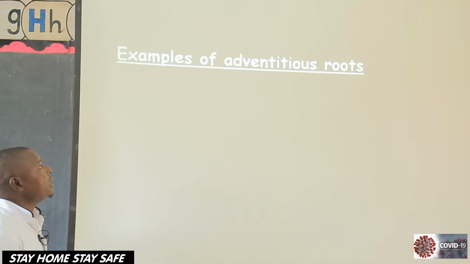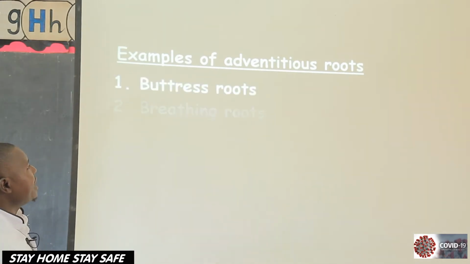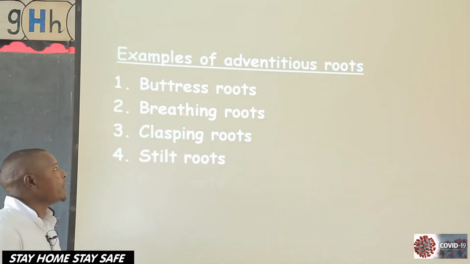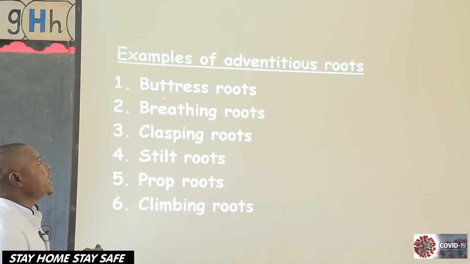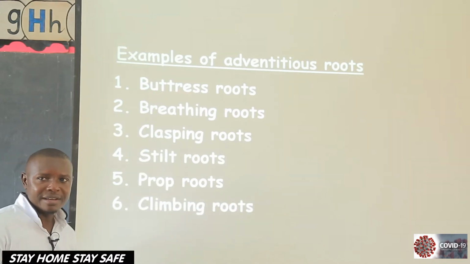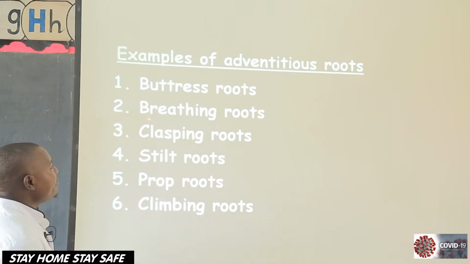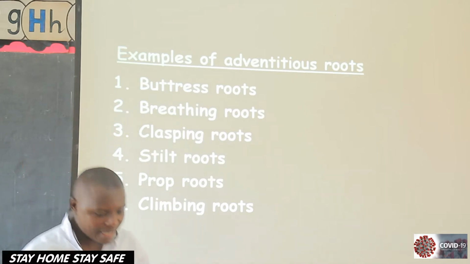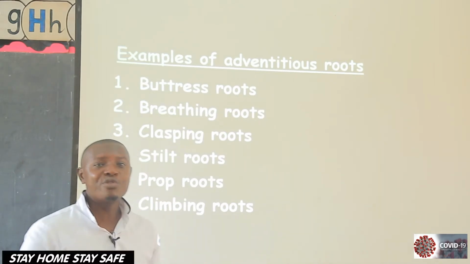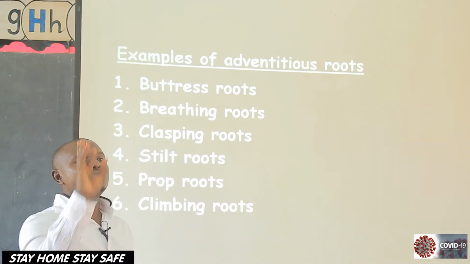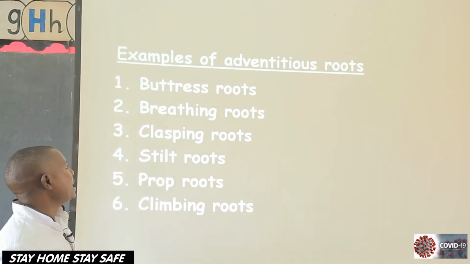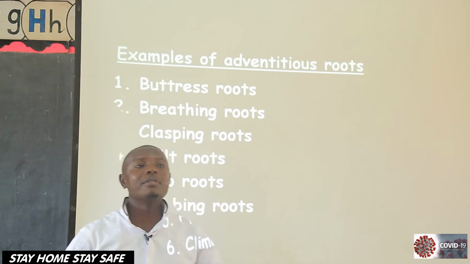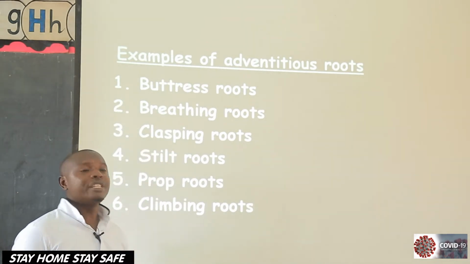Examples of adventitious roots: we have what we call buttress roots. Can you spell buttress? B-U-T-T-R-E-S-S. Buttress. We have breathing roots. There are some plants that produce roots that breathe. Mostly the plants that grow in swamps, some of them produce breathing what? Roots. Then clasping roots, those that can climb other trees. Are we there?